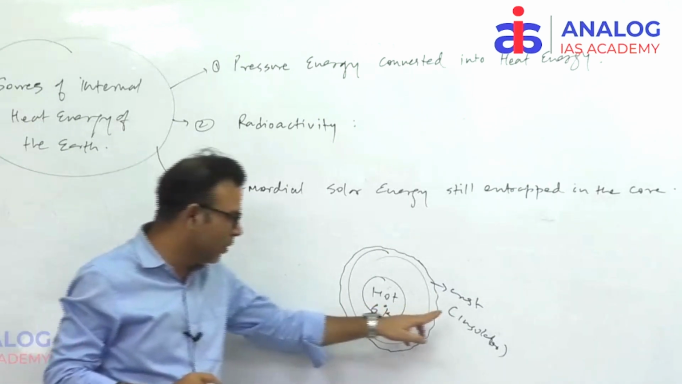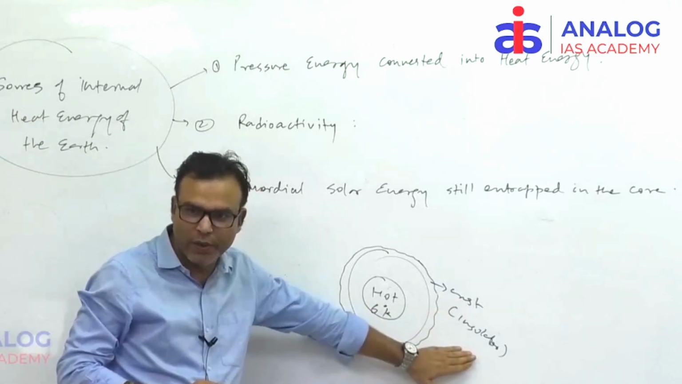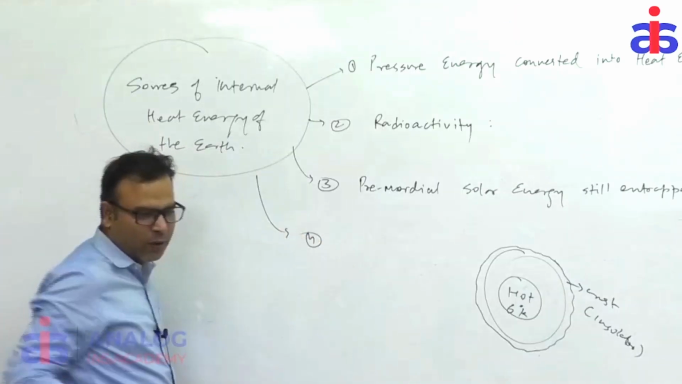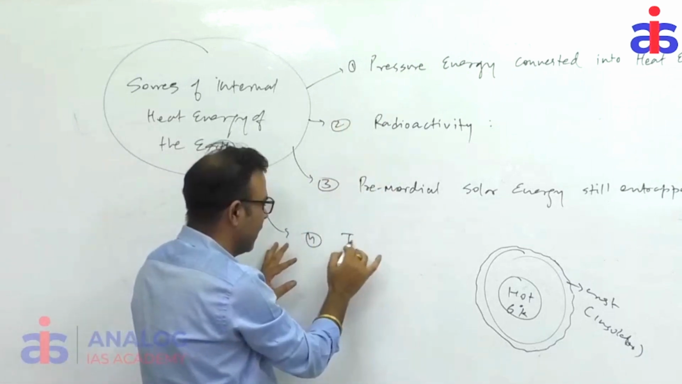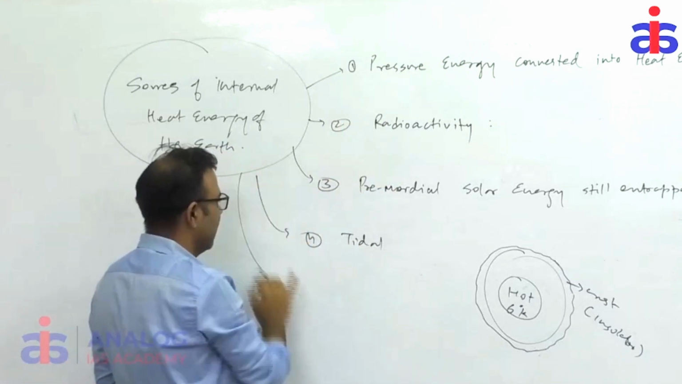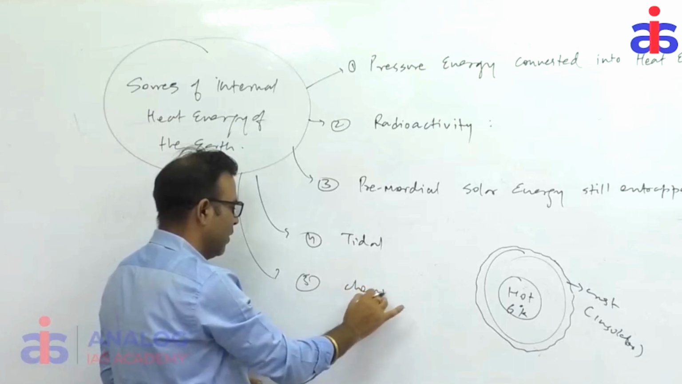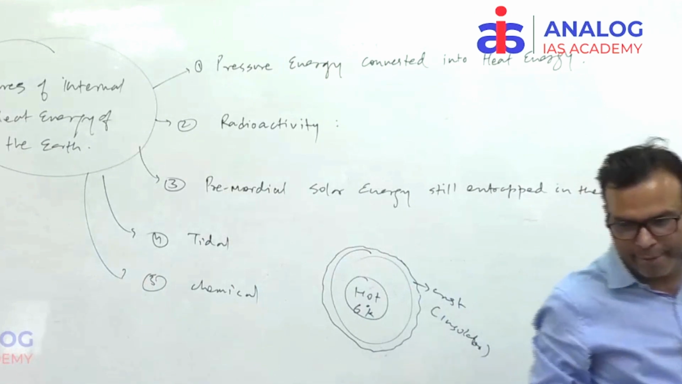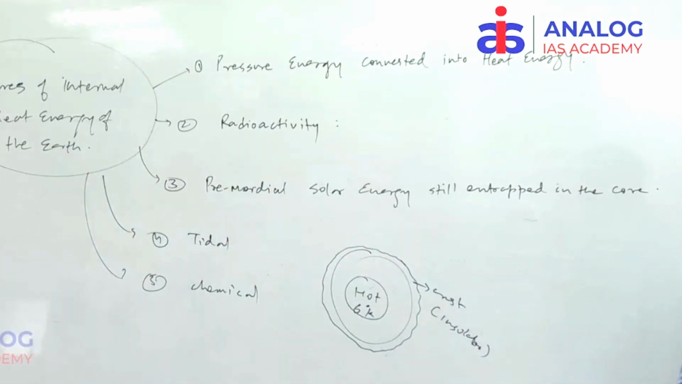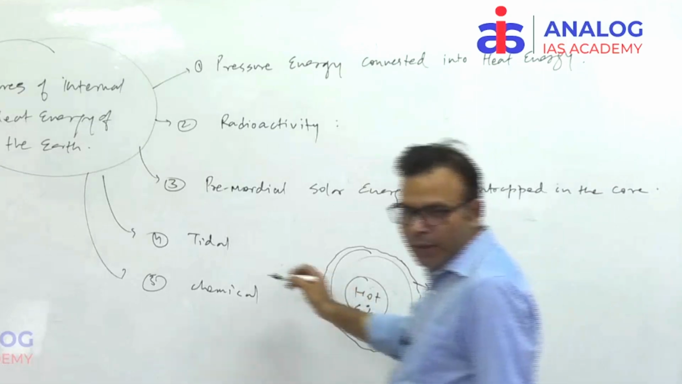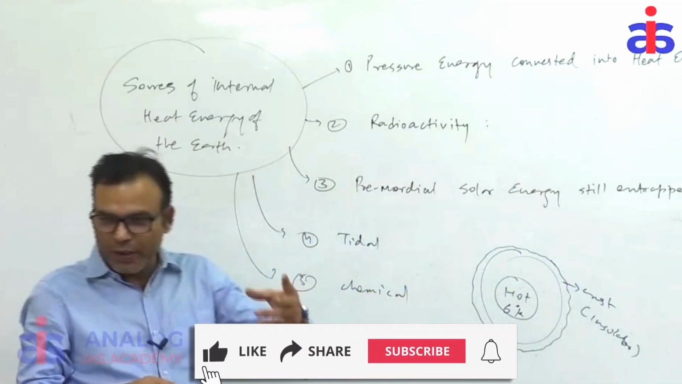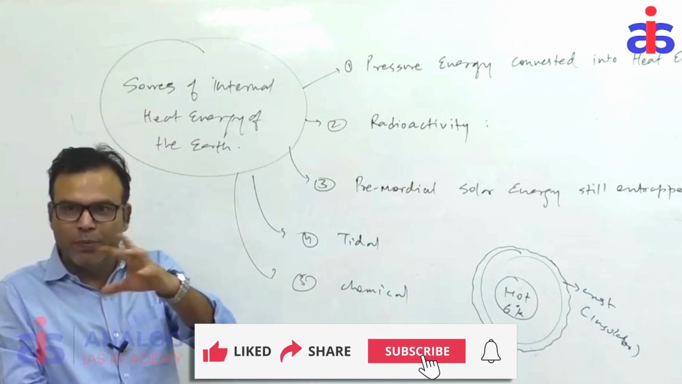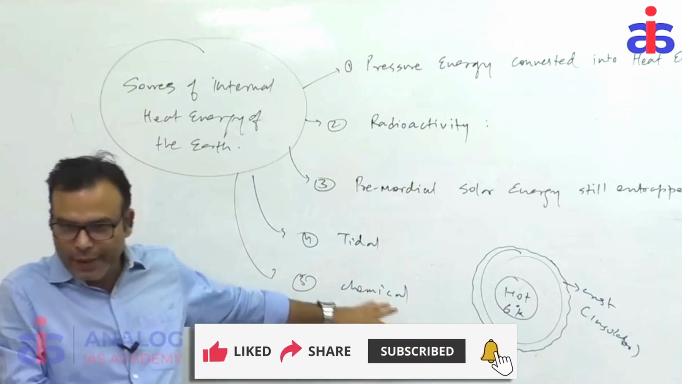Why is slow release possible? Because of the crust formation, which behaves as an insulator. I hope you got it. Fourth is the smaller roles. These are the three major reasons; then tidal energy and other chemical energies. What are the other sources of internal heat energy? Tidal means wherever the word tide is used, it means gravitational pull, the pull and push caused by the moon and the sun, isn't it?